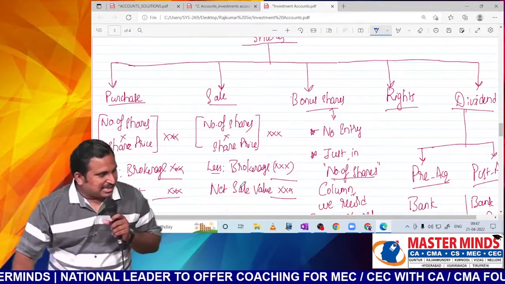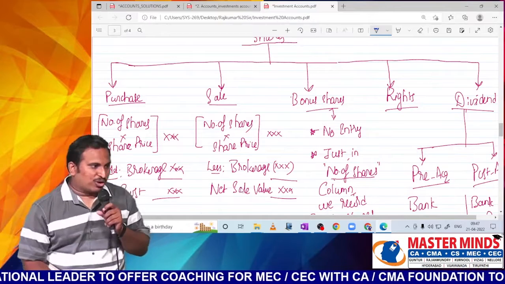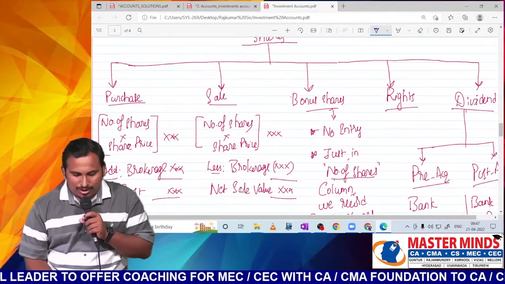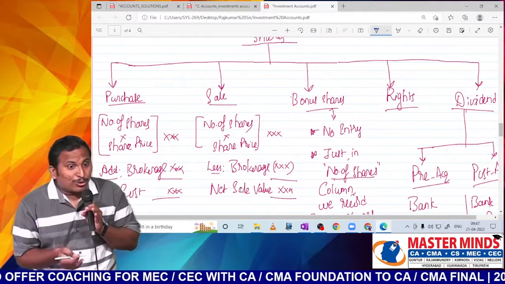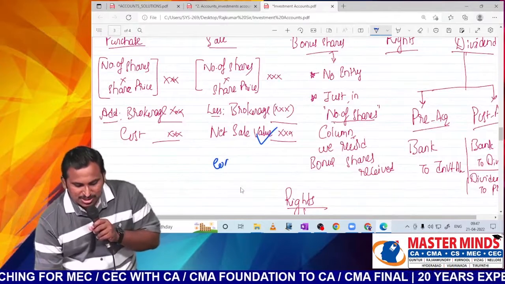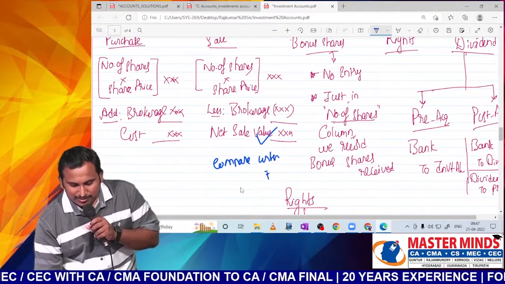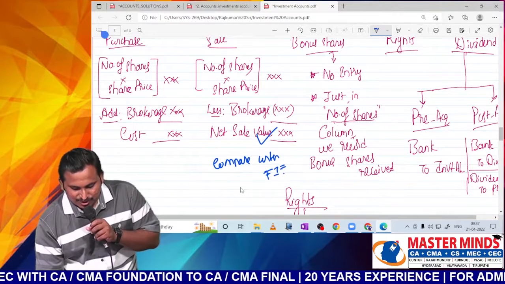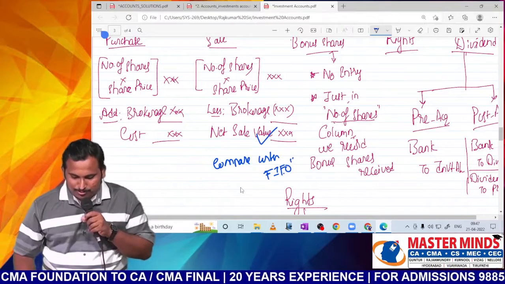Now, purchase, how do you record? Very simple. Number of shares into share price, add brokerage, over. Sale, how do you record? Number of shares into share price less brokerage, because you want only net sale value. Once again, same treatment, sir. Compare with the cost. Cost is computed usually on weighted average basis. On that basis, you find the difference and transfer to profit or loss. Clear? And now comes the important aspects.